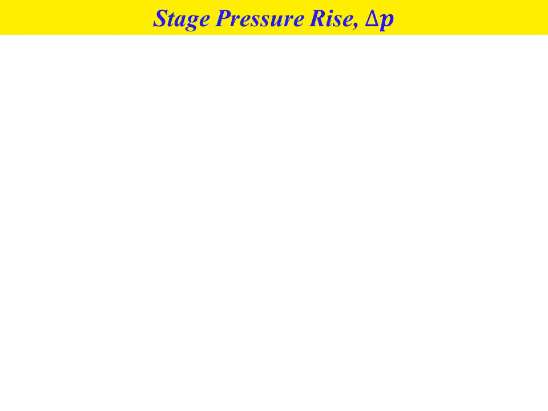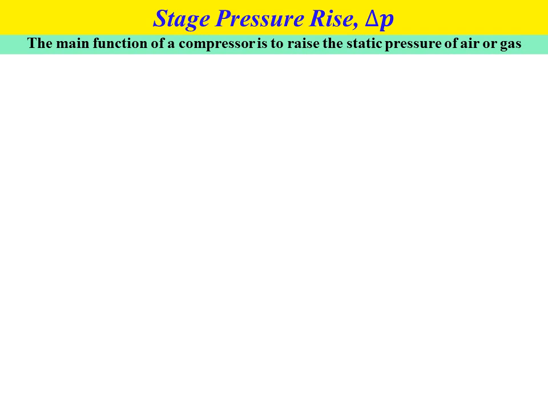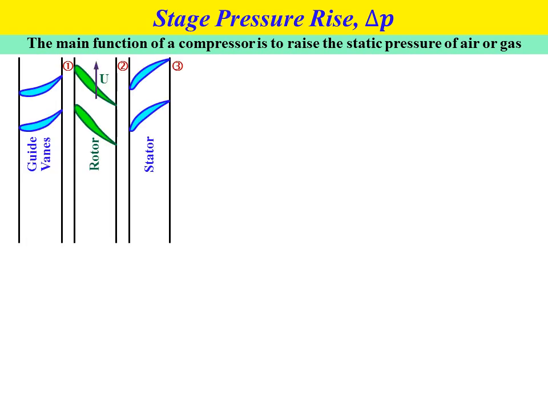Okay, stage pressure rise, delta P. This parameter, stage pressure rise delta P, is important because the main function of a compressor is to raise the static pressure of air or gas. So we need to know the pressure difference throughout the compressor stage. And the parameter that measures the difference is the stage pressure rise, delta P.